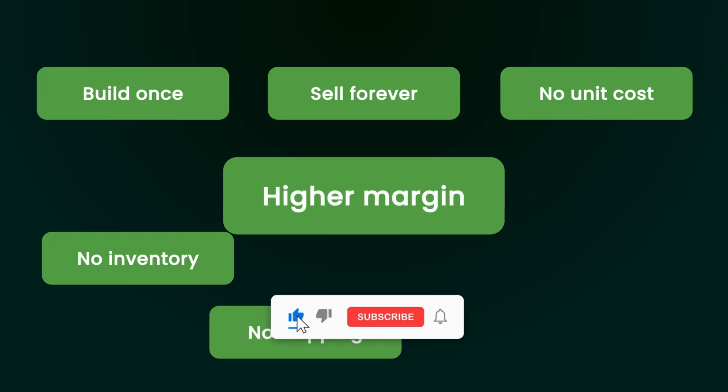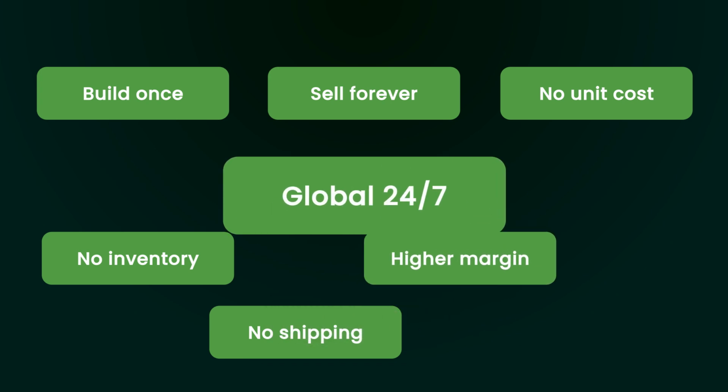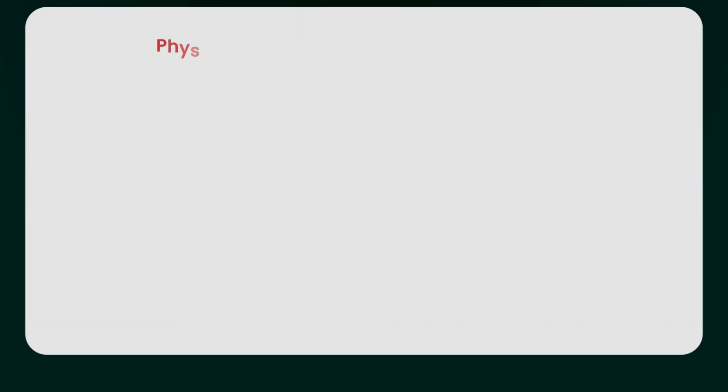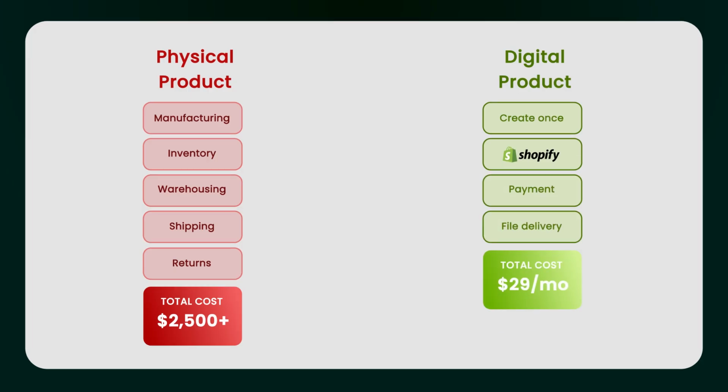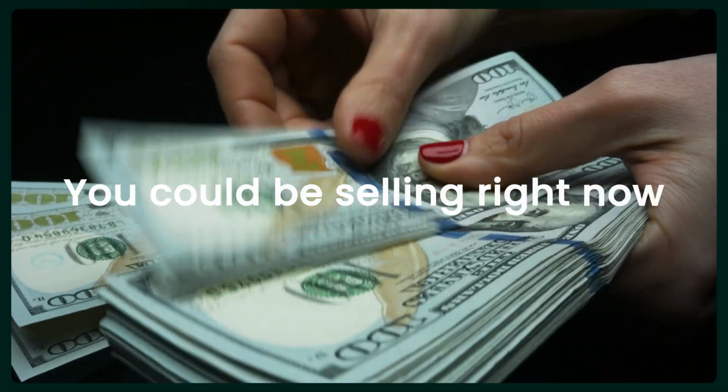Your margins are dramatically higher than physical products because after the work of creating it, each sale is close to pure revenue. And you can sell to anyone, anywhere, at any hour, without any of it depending on you being awake. If you already have expertise, a design skill, an audience, or software you have built, you are likely sitting on a product you could be selling right now.